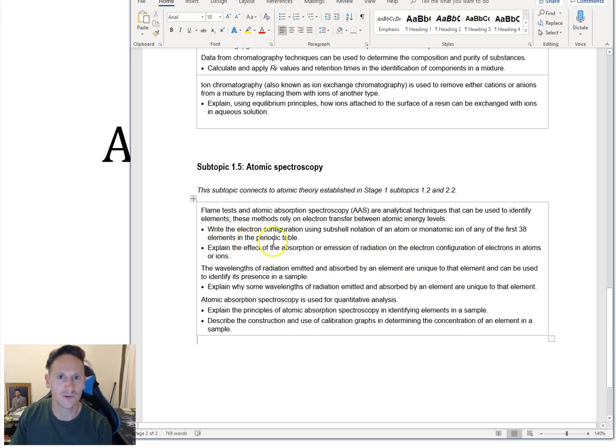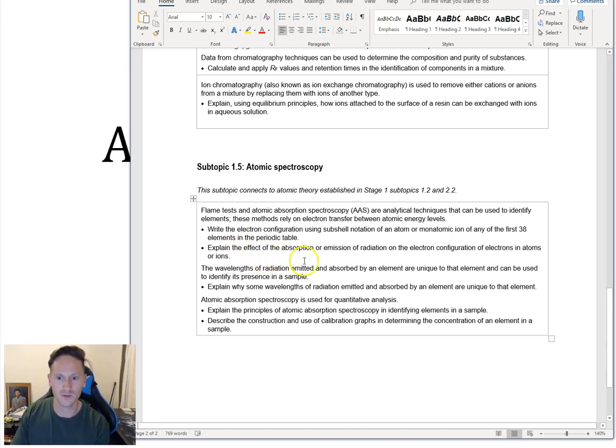So we need to be able to write electron configuration, so that's subshell configuration, for any of the first 38 elements of the periodic table. This video is not going to cover that. This is best looked at using your textbook or some other resources.